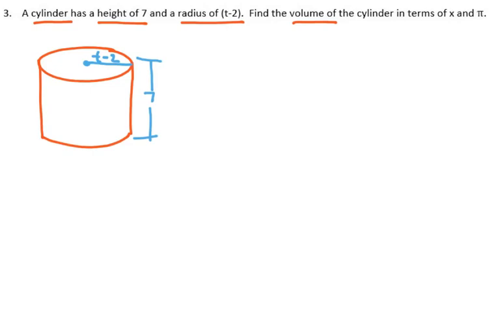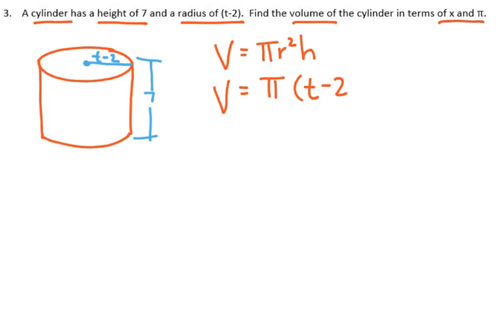Now the tricky part here comes in with our formula. Our formula for the volume of a cylinder is pi r squared h, and it asks us to find our answer in terms of x and pi. So when I go through to do my substitutions here, I get that the volume is equal to pi times my radius squared. Well, in this case, my radius is equal to t minus 2 squared times my height, which is 7. So I've just gone through and done all of those substitutions.